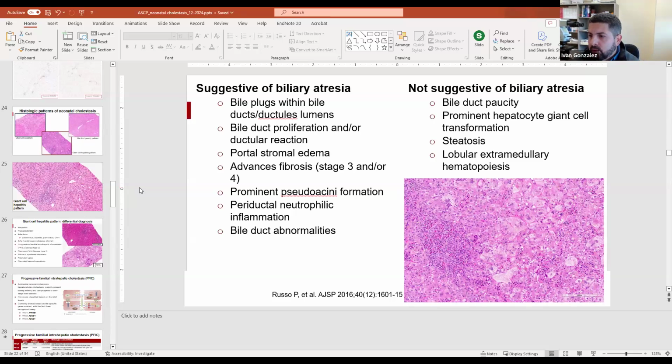So how strongly do you comment when there are negative findings? If I have a case and I'm seeing all these features but I don't see bile plugs or ductular reaction, I'll say in my note that I do not see features to suggest an obstructive process. So I actually use very strong language if I don't see anything suggestive of BA. I'll mention, for instance, a giant cell hepatitis pattern, and then in my note I will say there are no features to suggest an obstructive process. With that, it will guide my clinicians right away on how to continue to work up these patients.